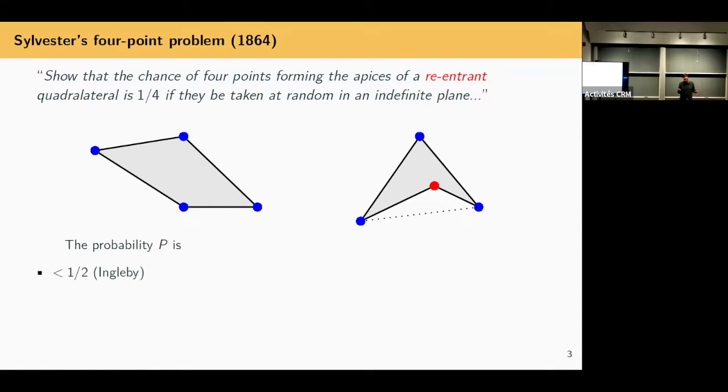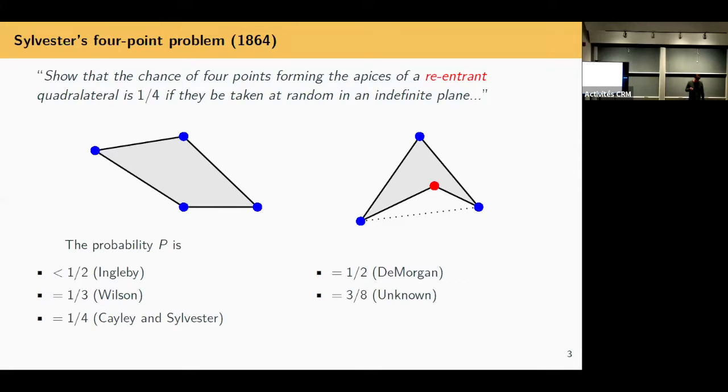Ingleby said, well, it's less than a half, an upper bound. Okay. Another submitted answer, no, not 1/4, but 1/3. Cayley, helping Sylvester, says, in fact, it's 1/4. De Morgan, so not that De Morgan, but yes, that Cayley. De Morgan says, no, it's 1/2. Someone else is pretty sure it's 3/8, not quite so sure that they want to attach their name, but definitely not 1/4. And 35 over 12 pi squared by Woolhouse.